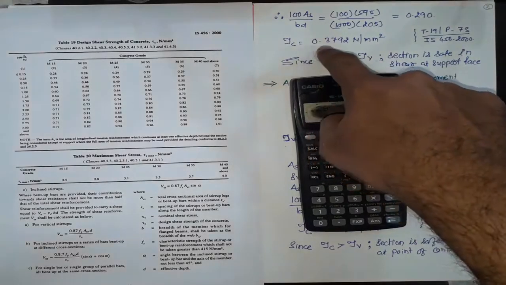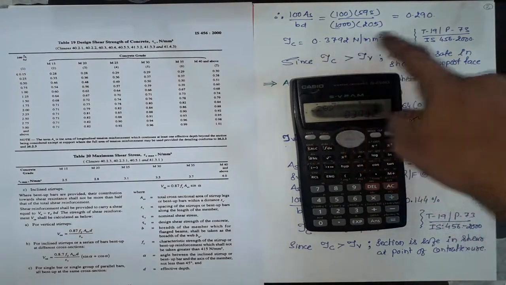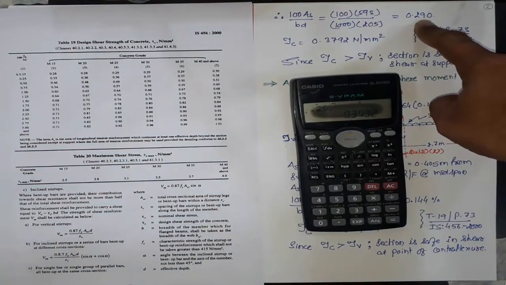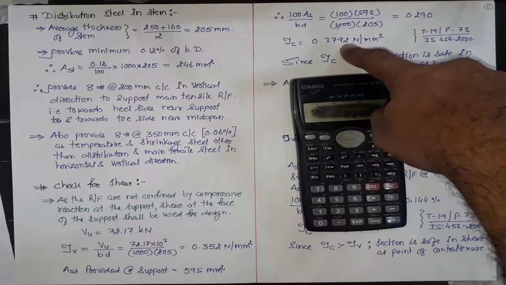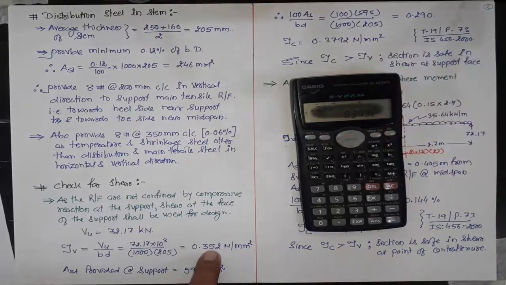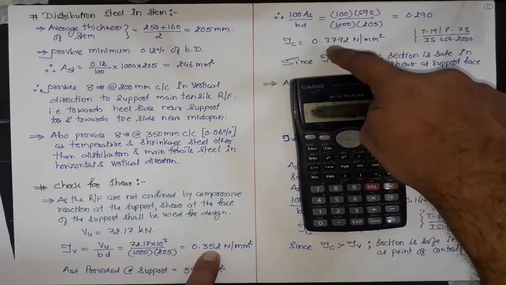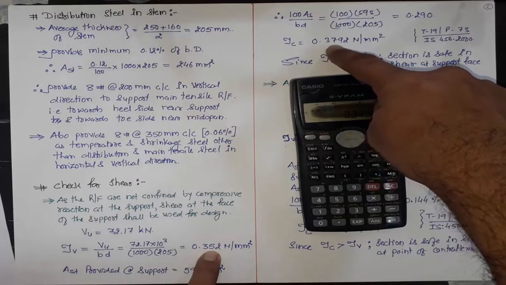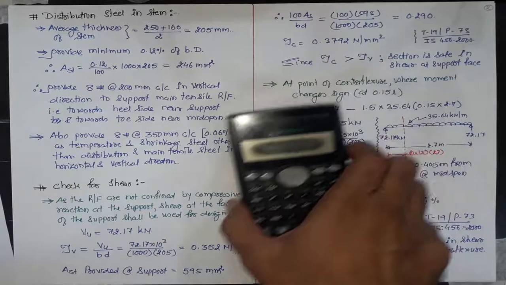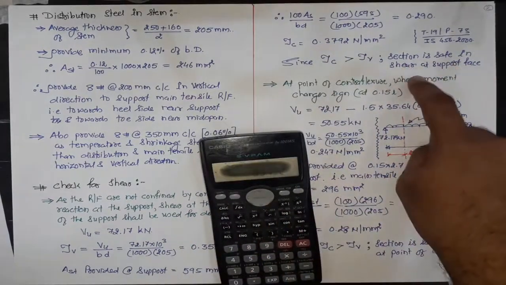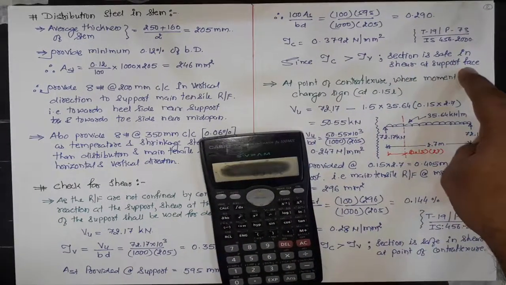This is the shear capacity of our concrete for this much percentage of steel. This is our capacity, while this is our demand, that is 0.35 is our demand, 0.37 is our concrete capacity. Since demand is less than our capacity, we can say that section is safe in shear at support.